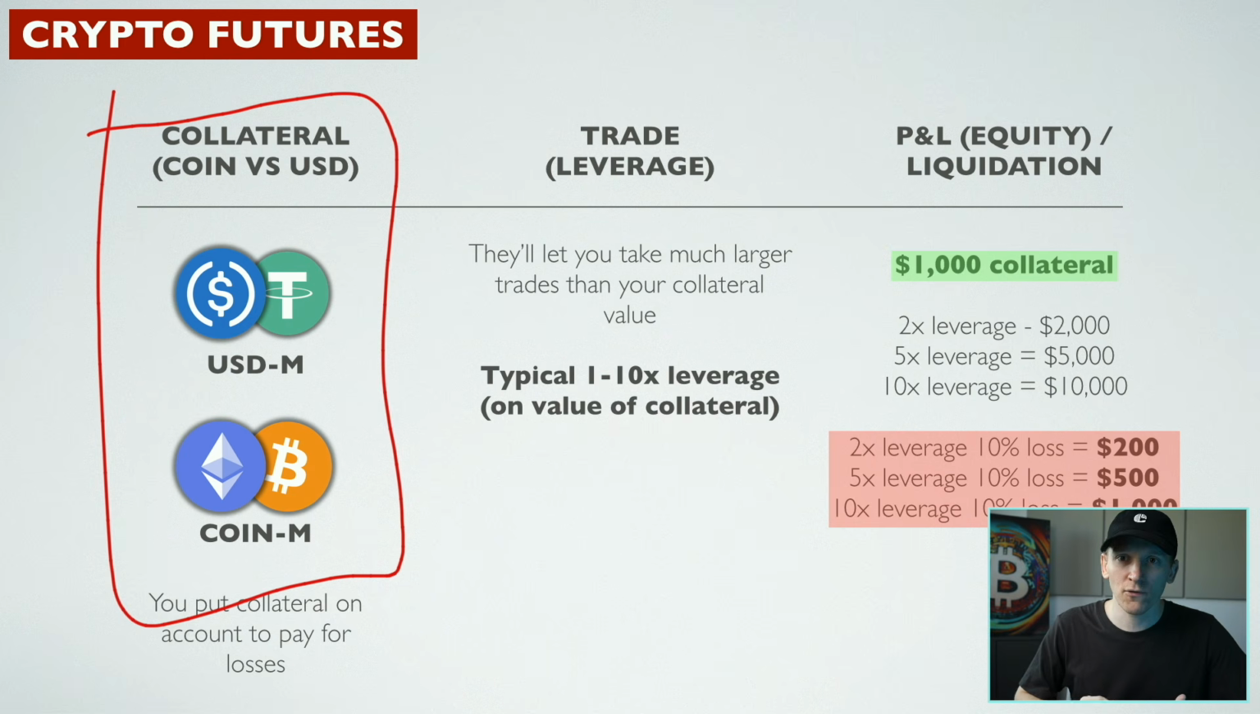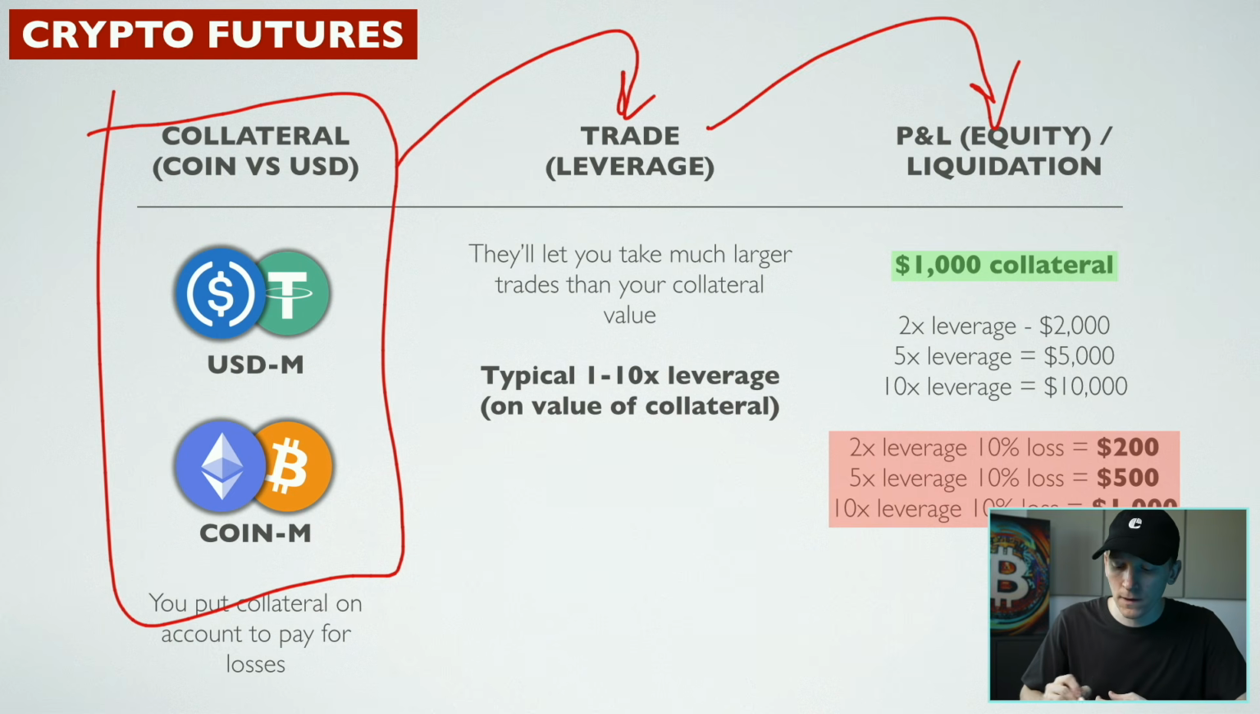So we can use many different assets as value. You can use US dollar stablecoins, you can use crypto assets like Bitcoin and ETH, but you need some value there in order to open the trade. Once you've got that value in your account, you can then go and open the trade in the futures market. Now, we can open a trade the exact same size as the value of our collateral. So if you have $1,000 of USDT in there, you can open a $1,000 trade, that's fine.